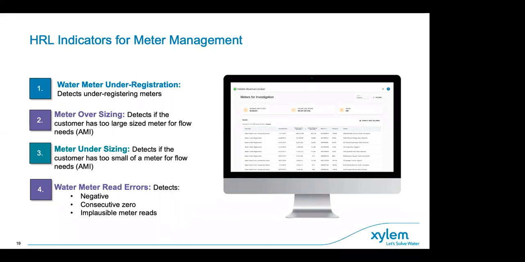Number 4 is the water meter read errors. So things we're looking for in this indicator are, do we see any negative reads? Have we seen consecutive zeros that are inconsistent with previous consumption patterns? Not that we're seeing a consecutive zero, but is it something that we've never seen before? Is this inconsistent with how the customer typically consumes their water? And last is implausible meter read. So that's a read that's beyond the technical capabilities of the meter itself. So it can't be true. So we're trying to identify where that's happening and the likelihood of it being a bad meter issue.